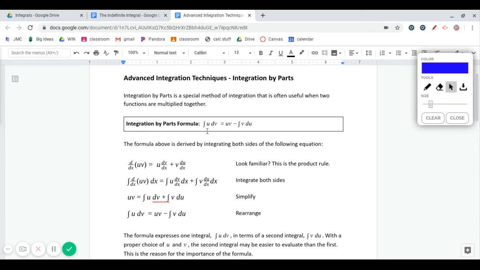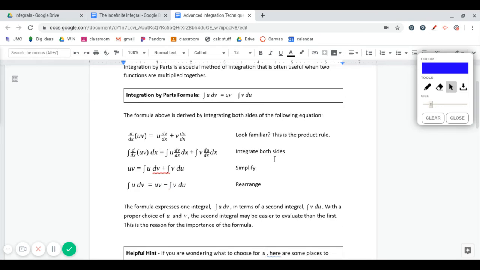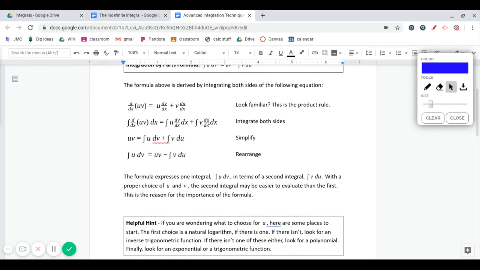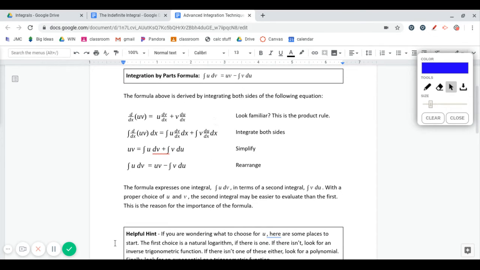So you have the integral of u times a function dv, and that's going to equal u, your function u, times v, which is the integral of the function dv, minus the integral of v, same v, times du, which is the derivative of u. So I'm going to talk about the derivation of this formula, and then we'll look at this helpful hint below, and then my next videos will be examples of using this integration by parts method.